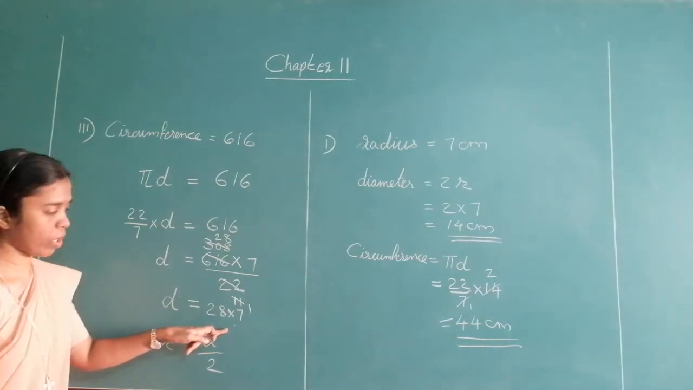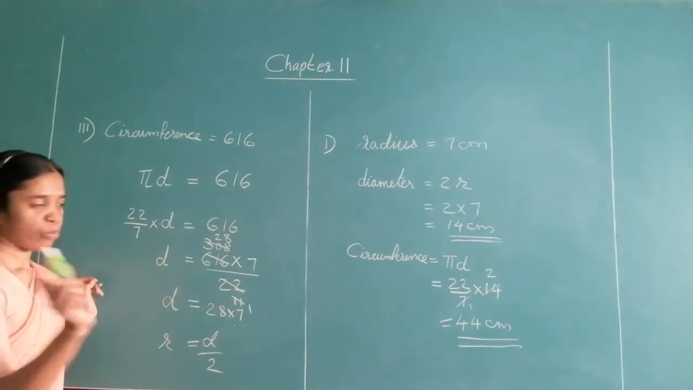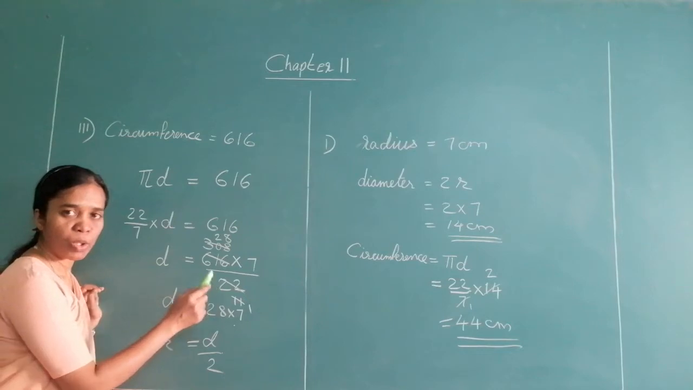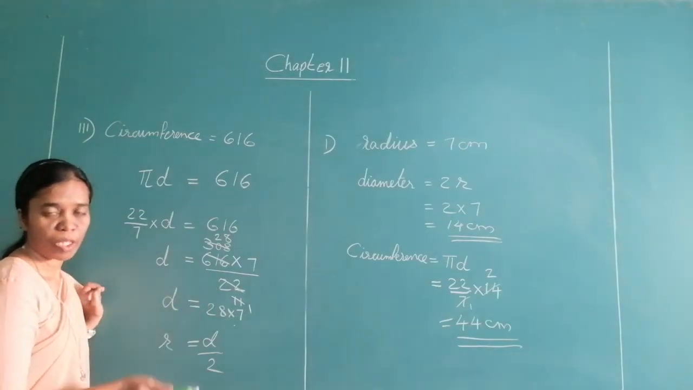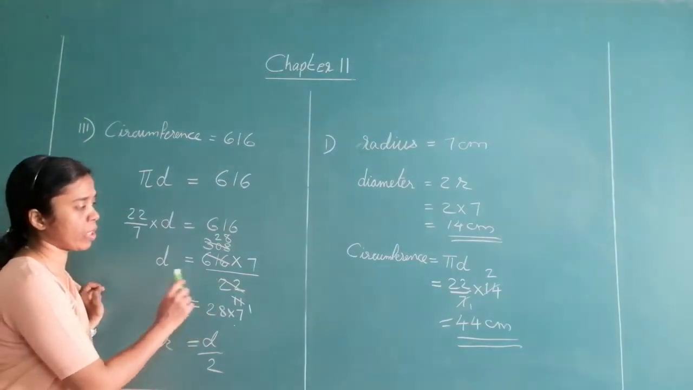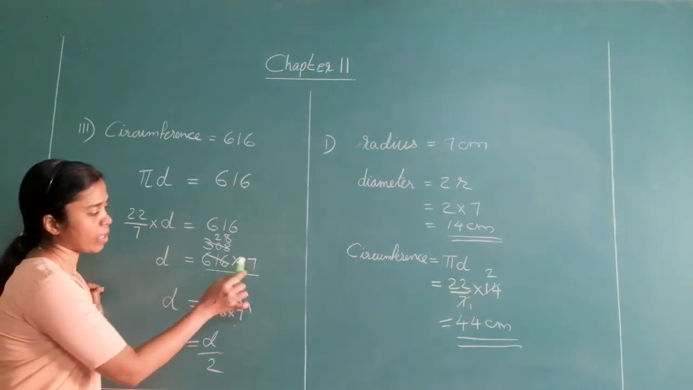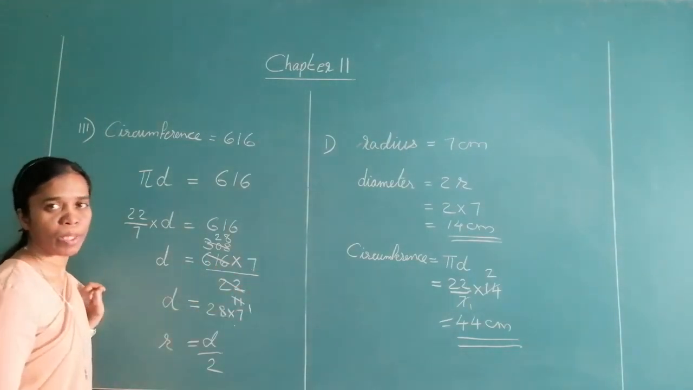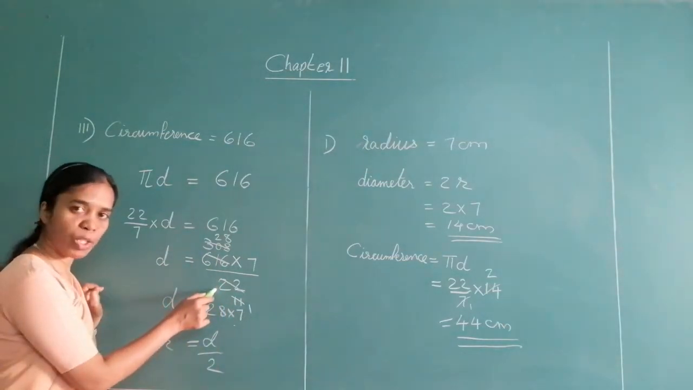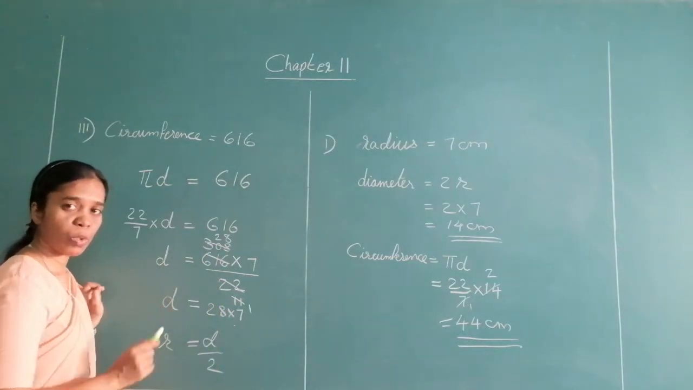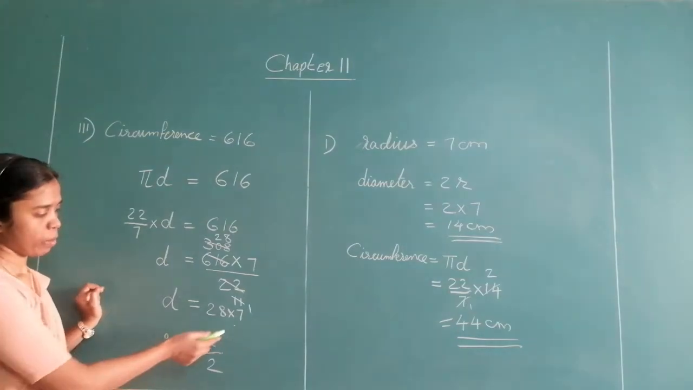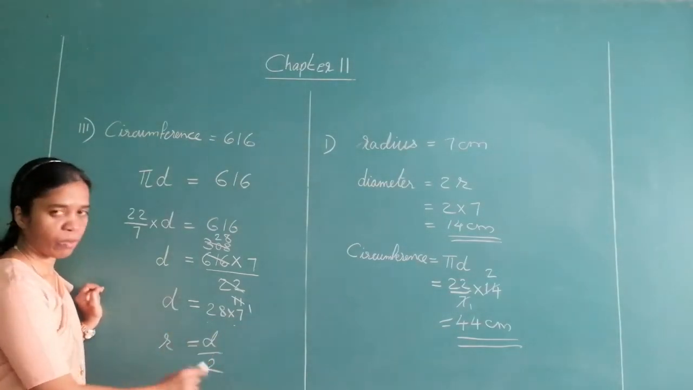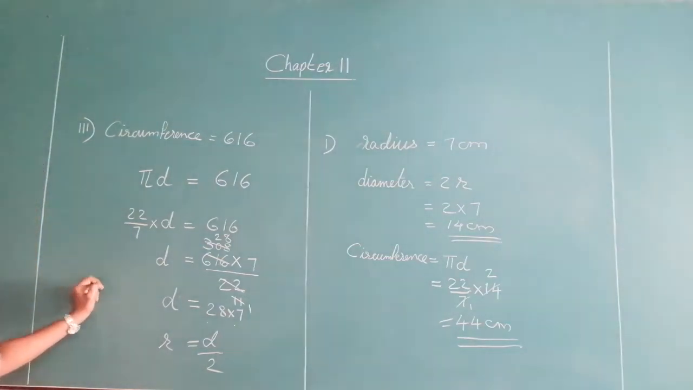28 into 7. Okay. Now, those who find it difficult to cancel, I prefer that you reduce it in this manner because you have to get used to it. In case you don't know how to do it, then multiply 7 into 616 and divide by 22 in your working column. But I prefer you start reducing it so that you get used to it. Please find out this value, 28 into 7, and then for radius divide by 2.